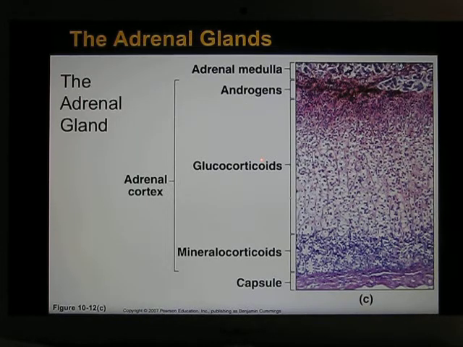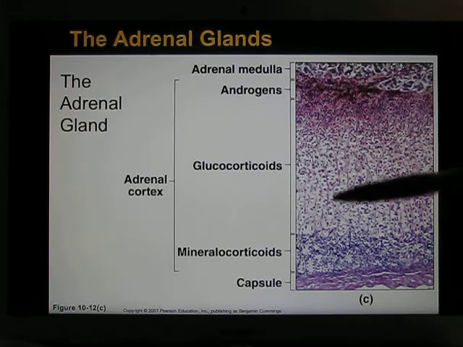This slide shows you that your adrenal cortex can be divided into 3 layers. You have 3 different hormones released.